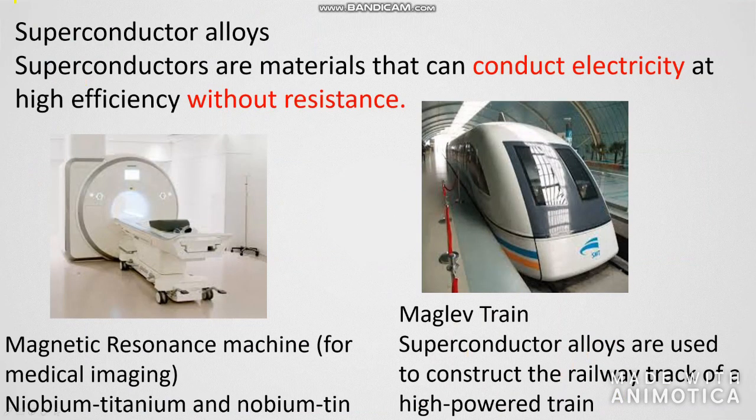Okay, next, superconductor alloy. So before that, we have to look at what is the definition of superconductor. Apakah definisi superconductor? Superconductor are materials that can conduct electricity. The keyword here is it can conduct electricity at high efficiency without resistance. So, dua kegunaan superconductor alloy seperti dalam buku teks anda, iaitu magnetic resonance machine dalam bidang medical, dan juga magnetic train, iaitu high speed train. This one is the two example in your textbook, so just remember these two example.